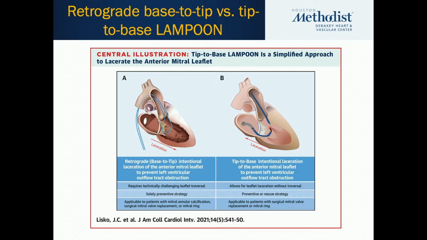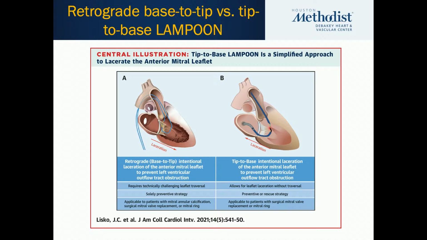The classical retrograde LAMPOON approach is where we position two retrograde guides to the aortic valve, and one is positioned against the base of the anterior mitral leaflet, and then we take an electrified guide wire to traverse that leaflet, which is then snared to create an arterial rail, and then apply electrocautery to lacerate that leaflet. That's a technically more challenging procedure because it involves the traversal of the leaflet.